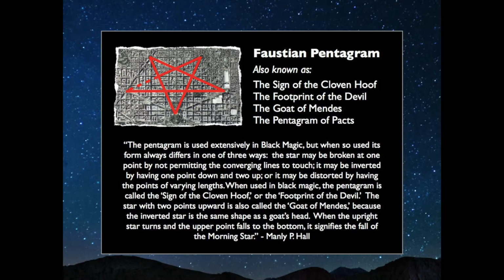The star with two points upward is also called the goat of Mendes, because the inverted star is the same shape as the goat's head. When the upright star turns and the upper point falls to the bottom, it signifies the fall of the morning star. Manly P. Hall.